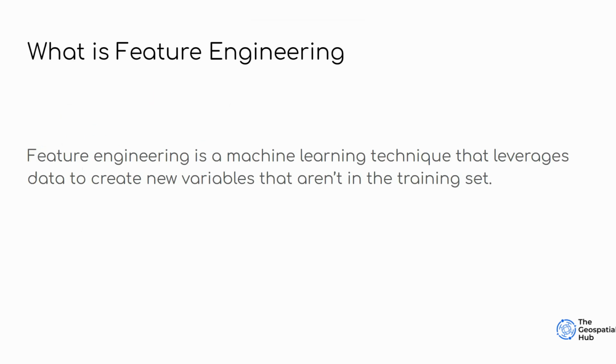Then the next thing is feature engineering. So feature engineering is basically trying to create new data sets, right? We're trying to create new data sets from the data we have. So basically that is what feature engineering is about.